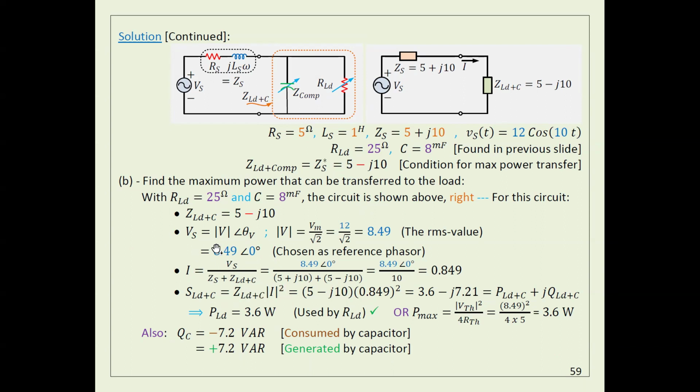Once you have the current and you have Z, you can calculate the power, because you have V and you have Z, so you can get the current. Once I have the current and Z here, I can calculate the power. Or if you remember this formula, you can just use it. Both of them should give you the same result.